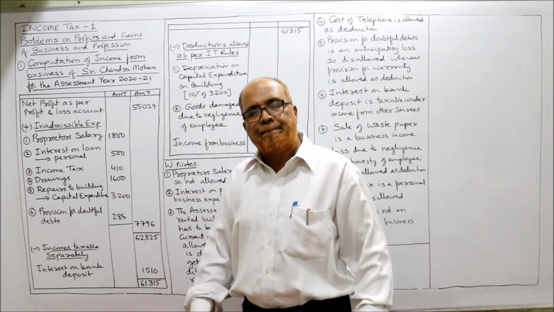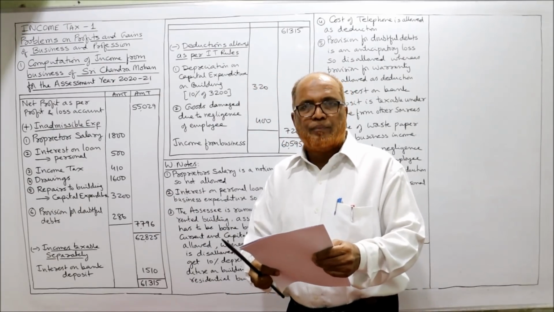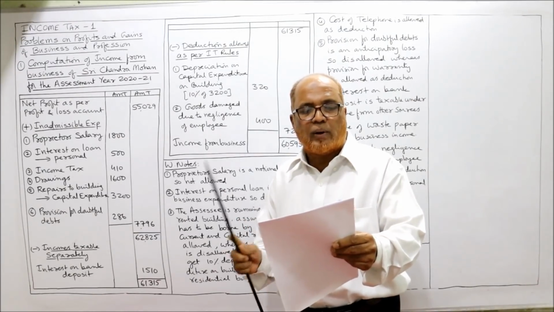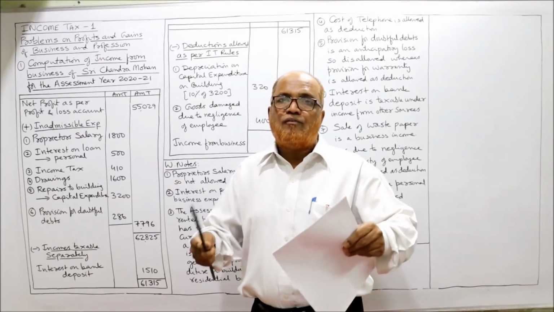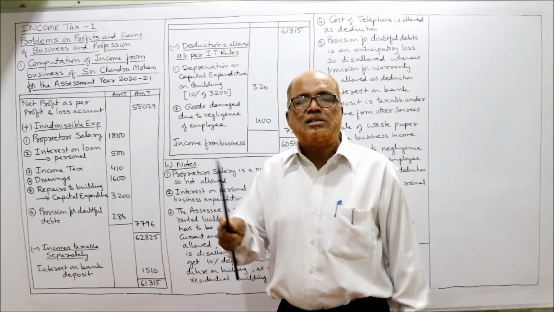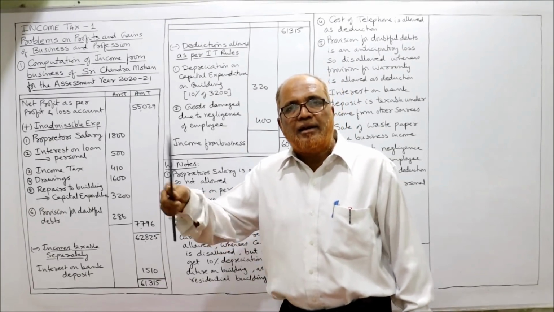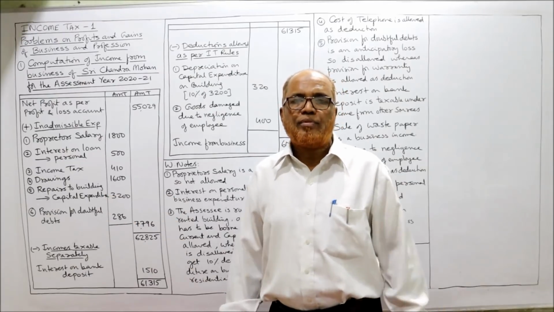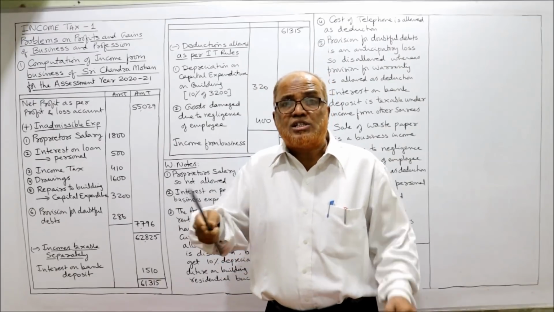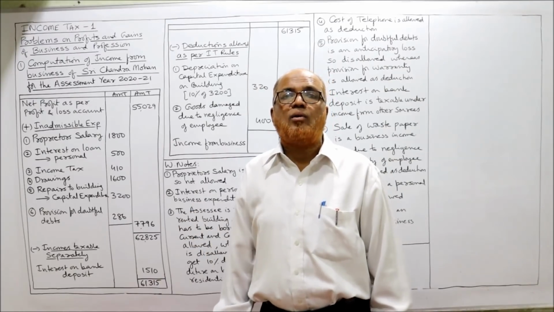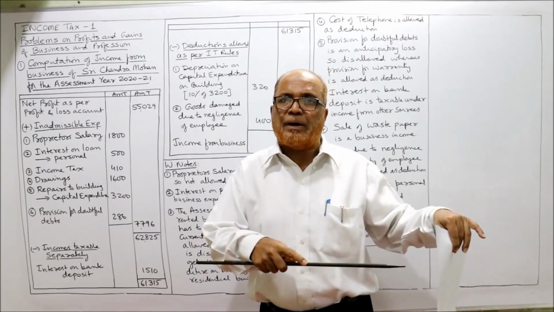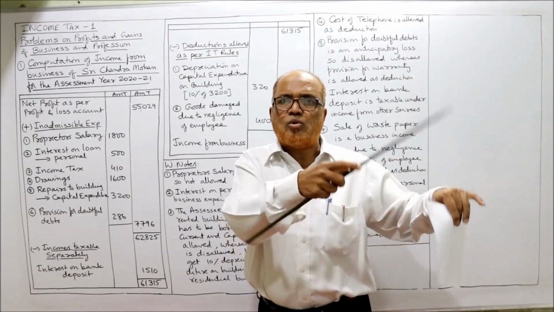Then rent of the building is allowed. Interest on loan: here it is given as interest on loan for personal 500, for business 700, total 1200. So interest on loan is given for a personal loan as well as a business loan. The Income Tax Act says that when a loan is taken by the business and interest is paid on that loan, it will be allowed. When a loan is taken for personal purpose and interest is paid from the business, it is not allowed as deduction because it's a personal expenditure. When the owner has taken a loan for personal purpose, he should pay the interest from his own pocket.